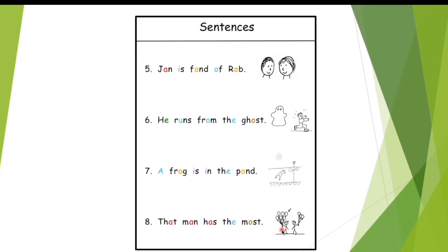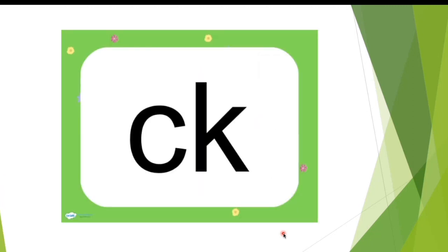Right, let's start the sentence first. That man has the most. So who has the most? Does this man have the most or does this man have the most? What do you think? Yeah, the man with 7 balloons has the most balloons, because 7 is more than 3. Okay, there you go.